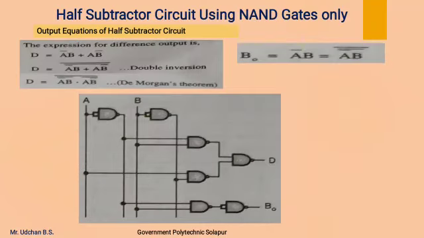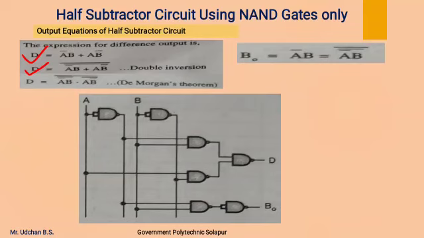Now next we will see the half subtractor circuit using NAND gates only. The output equation of the half subtractor circuit for the difference is A bar B plus A B bar. As we know, to draw a circuit using NAND gates only, we are going to take a double inversion of the right hand side. The same is performed over here.